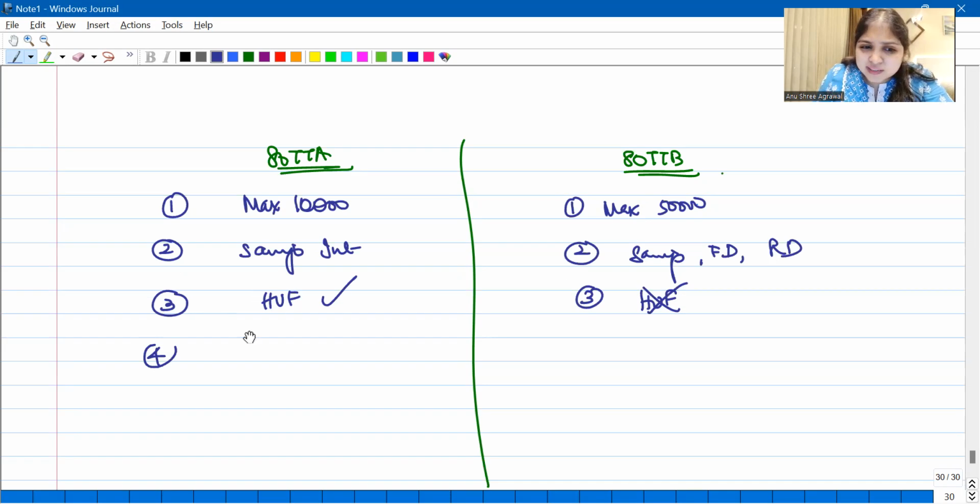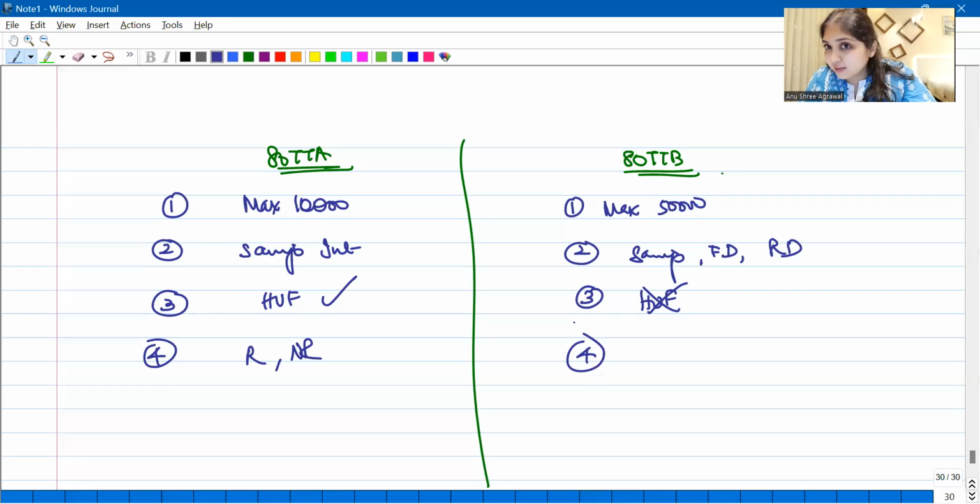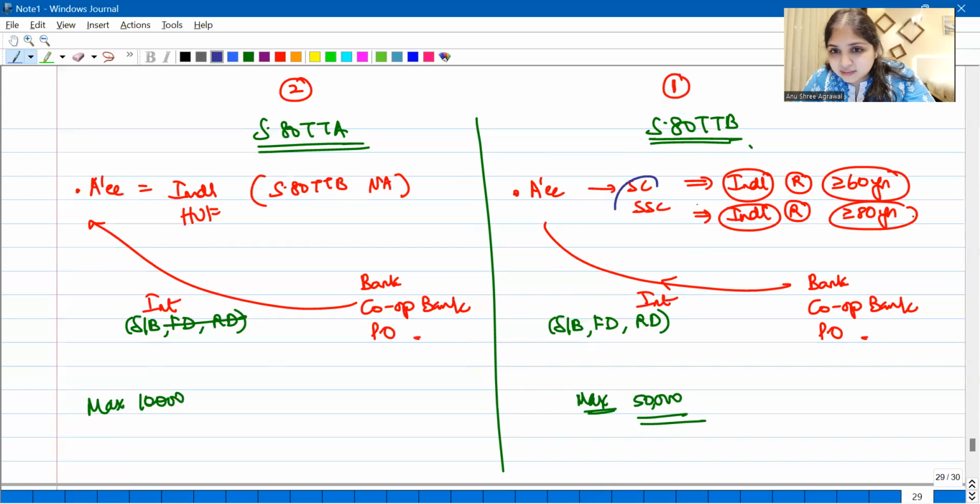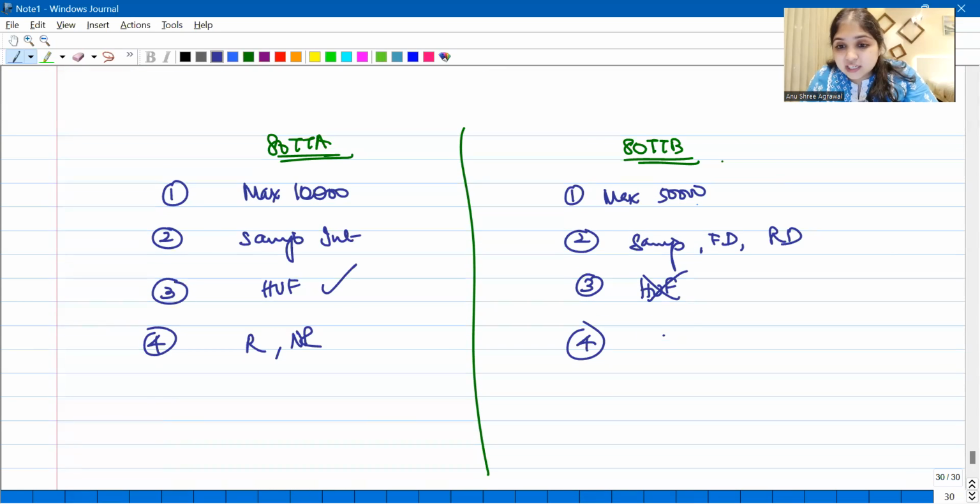Then tell me the 4th point. Is a resident covered under 80TTA? Yes. Is even a non-resident covered under 80TTA? Yes. But don't you think under 80TTB, you have to be either a senior citizen or a super senior citizen, which means you have to be a resident? So 80TTB is only for residents. Yes.